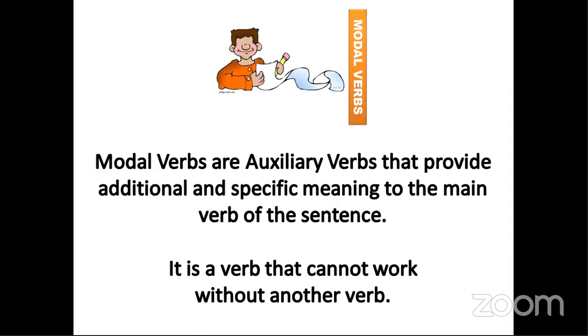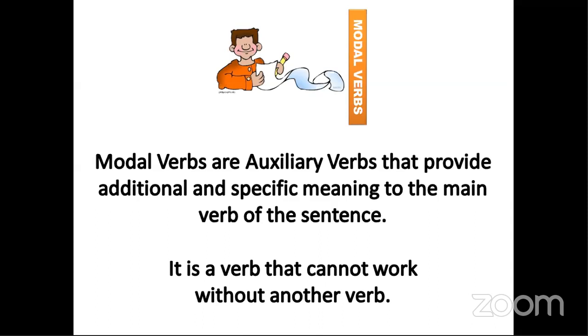Modal verbs are auxiliary verbs. Remember, auxiliary verbs are also called as helping verbs. Modal verbs are auxiliary verbs that provide additional and specific meaning to the main verb of the sentence. It is a verb that cannot work without another verb. So it is always dependent on the main verb.